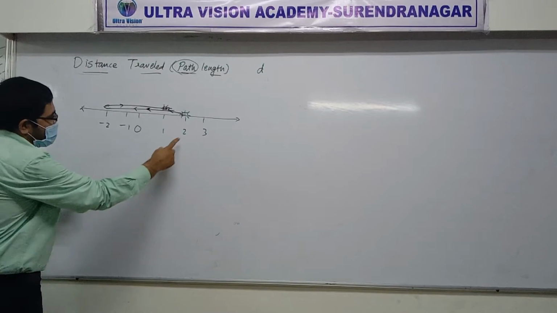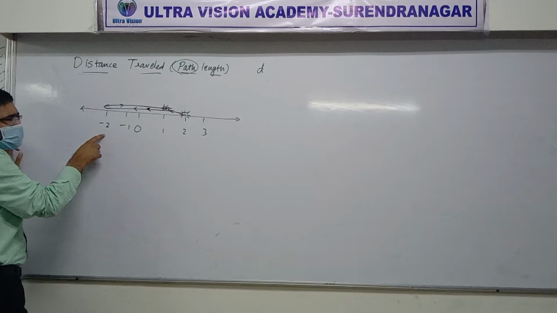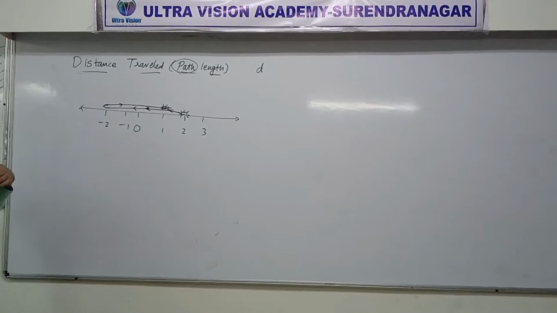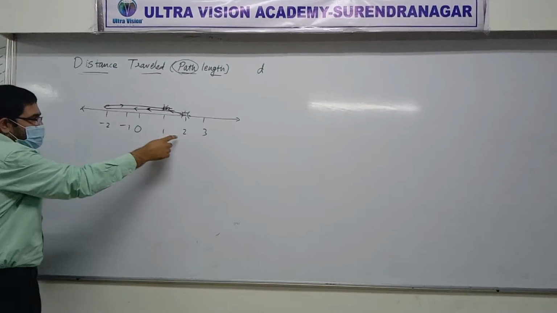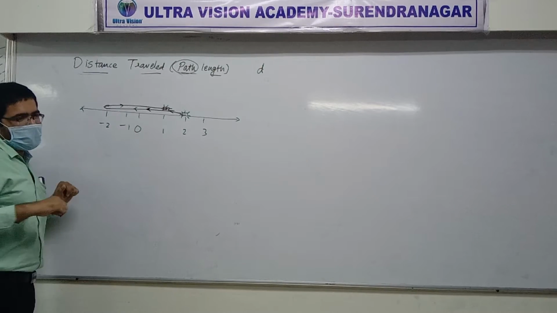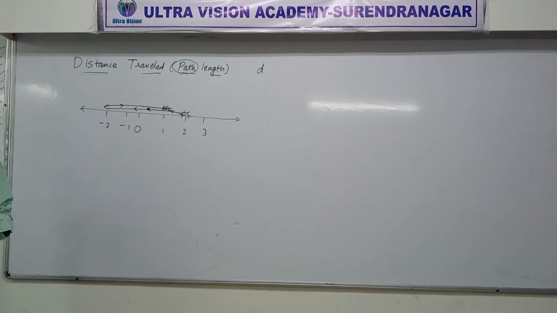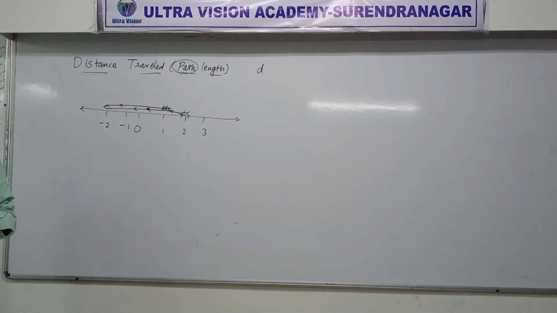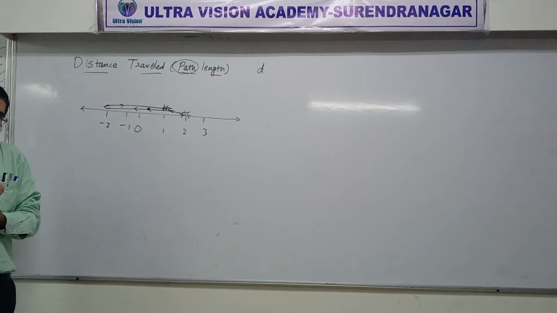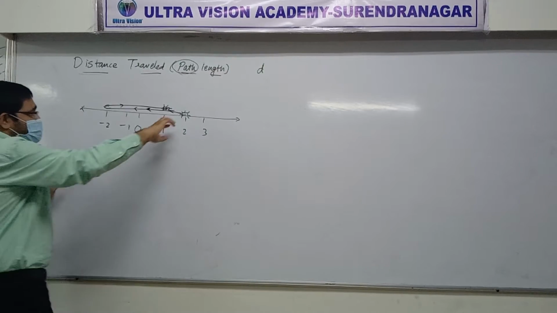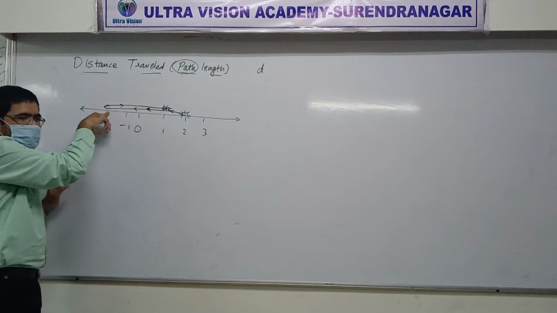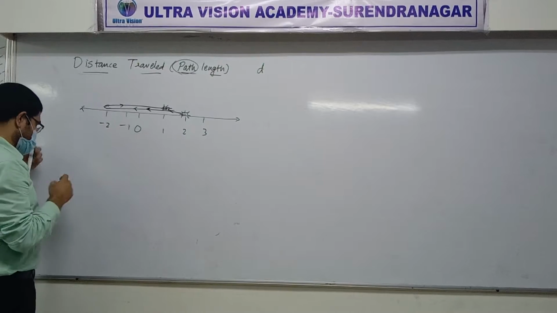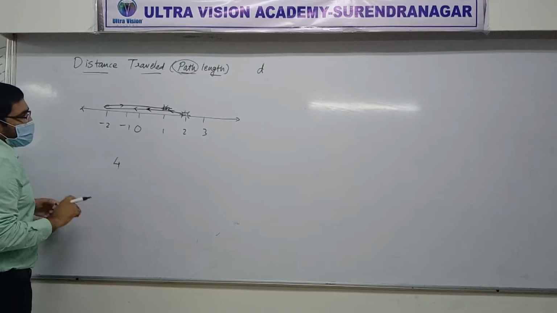First of all, starting from 2, this ant goes all the way to -2. Yes or no? Yes. So, traveling from 2 to -2, how much would that distance be? 4 or 5? 4. Common sense, isn't it? Yes or no? Yes. Obviously, I need that 1, 2, 3, 4. Clear? Okay, so 4 till here. And then what next?